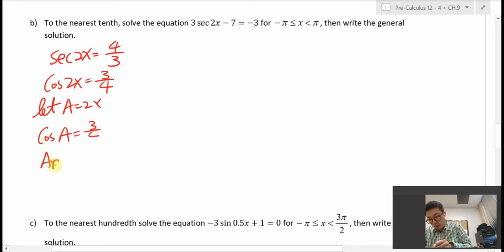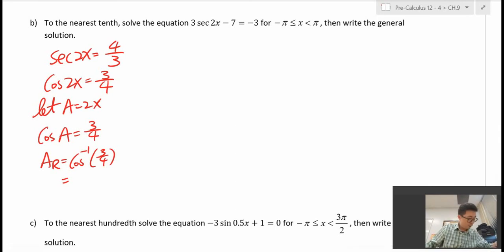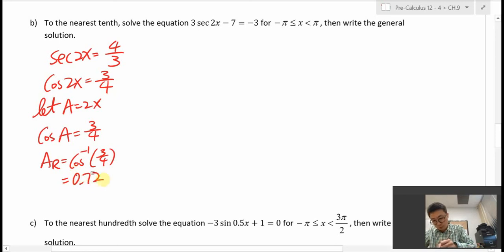We can find the reference angle by taking the inverse cosine of 3/4. This is not a special triangle, so we will have to use a calculator. We are in radian mode, okay? So again, now you need to change back to radian mode. I need to change it back. Inverse cosine of 3 divided by 4 is going to be 0.72. This is the reference angle.